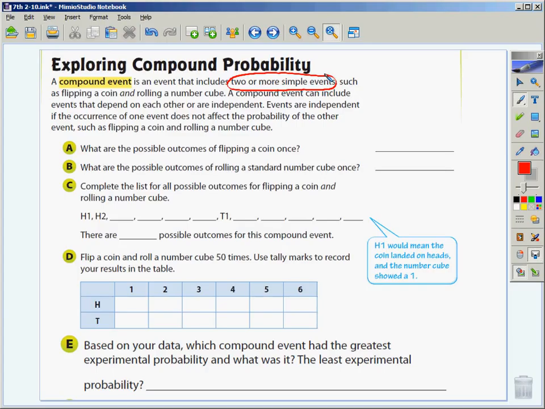So, let's talk about what happens. If you're looking there at the first page, what are the possible outcomes of flipping a single coin one time? Heads or tails? Everybody understand that? If I flip a coin, those are my chances, right? What are the possible outcomes for rolling a standard number cube once? 1, 2, 3, 4, 5, and 6.